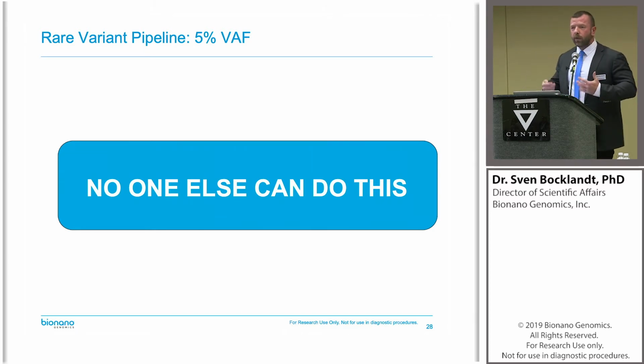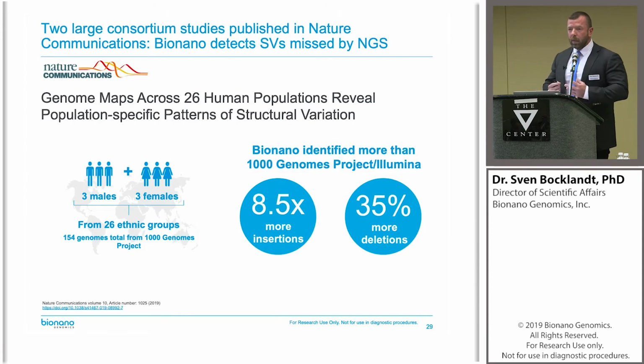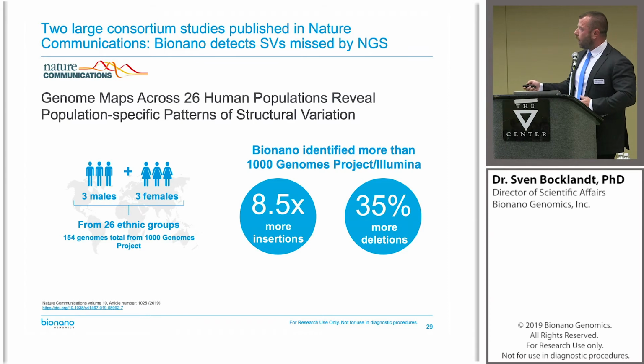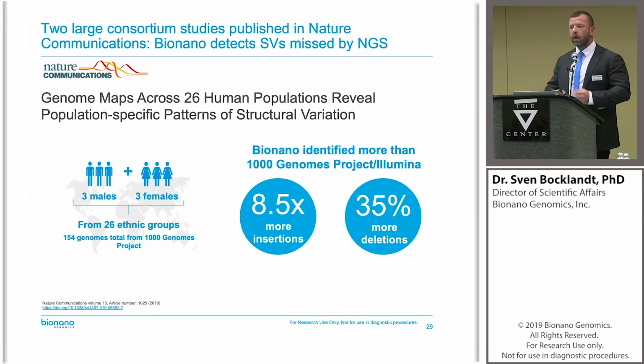Now, it's easy for us to say that we're good at this. There's some publications that looked at this, and the first one here compared us against the Illumina sequencing as part of the 1,000 Genomes project, where 154 human samples from 26 different ethnic groups were mapped with Bionano and compared to that same data on these same samples from the 1,000 Genome project. Bionano called 8.5 times more insertions. Insertions are almost impossible to pick up with short read, but even long read sequencing, because these aligners just don't know where to put that extra sequence.